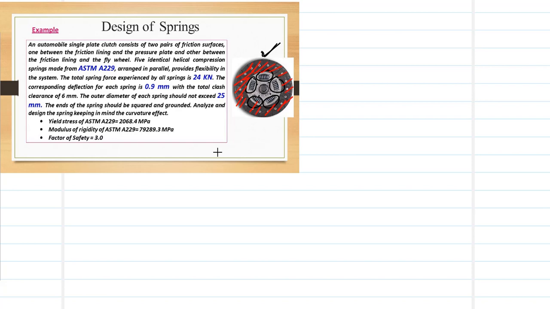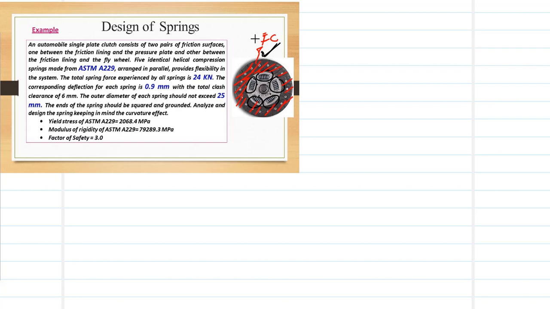Now in this particular problem, let me read the problem for you. An automobile single clutch plate consists of two pairs of frictional surfaces. This is called the frictional surface. Two pairs means one on this side, one on the other side: one between the friction lining and the pressure plate, another between the friction lining and the flywheel. So we have the flywheel on one side, the pressure plate on the other side. So we have a whole assembly of it.